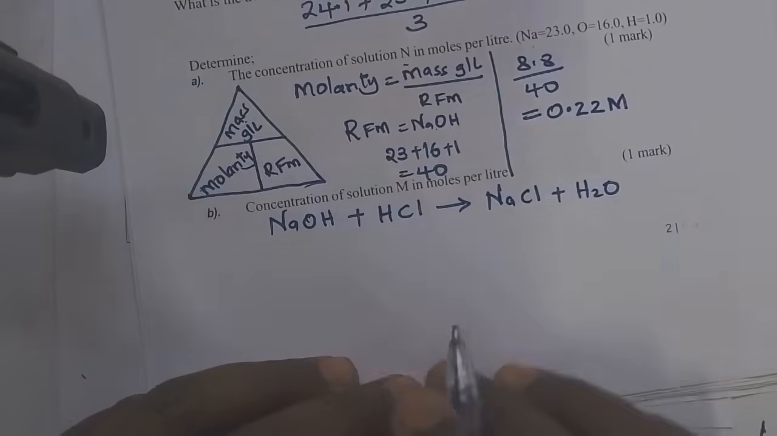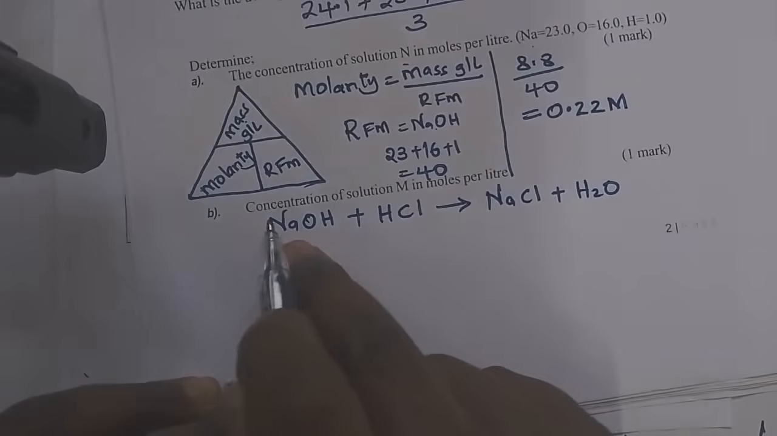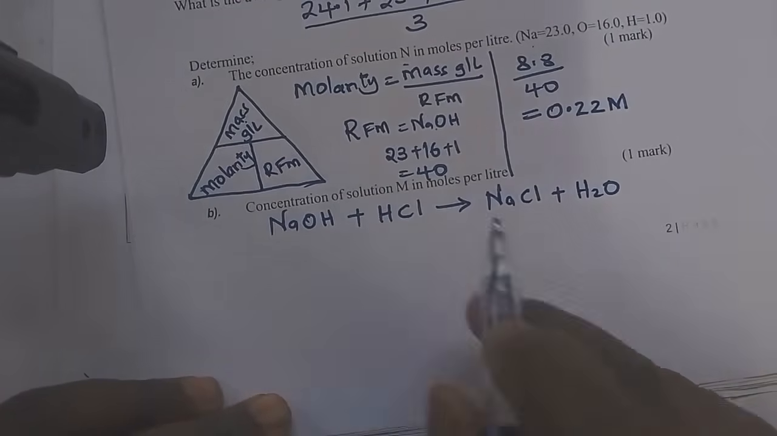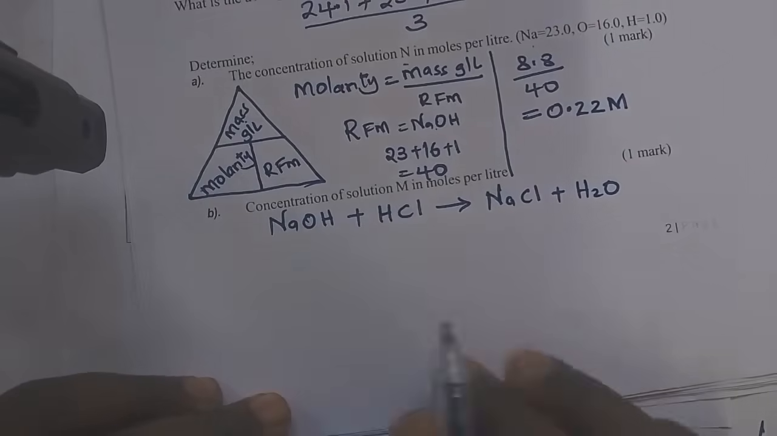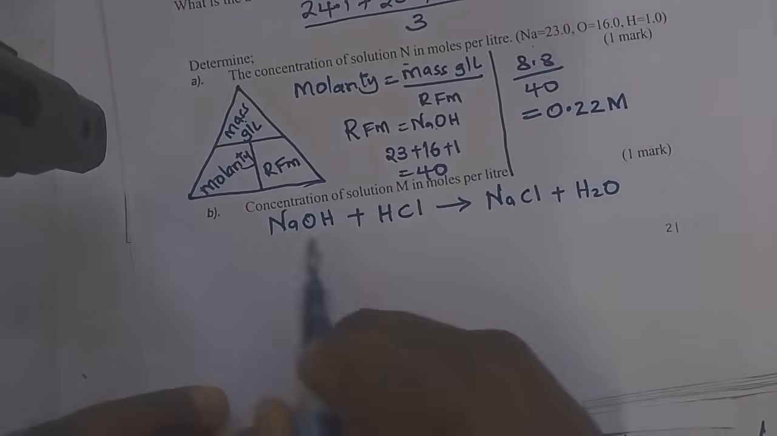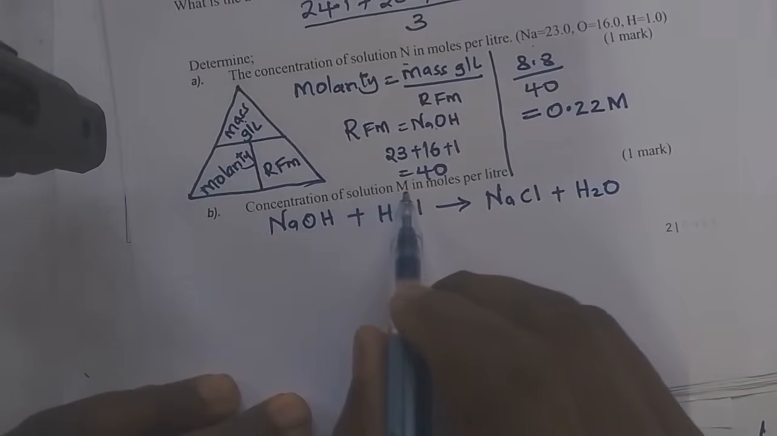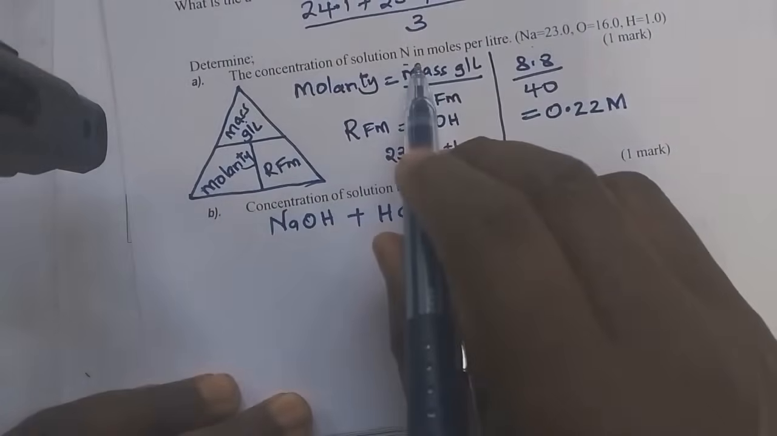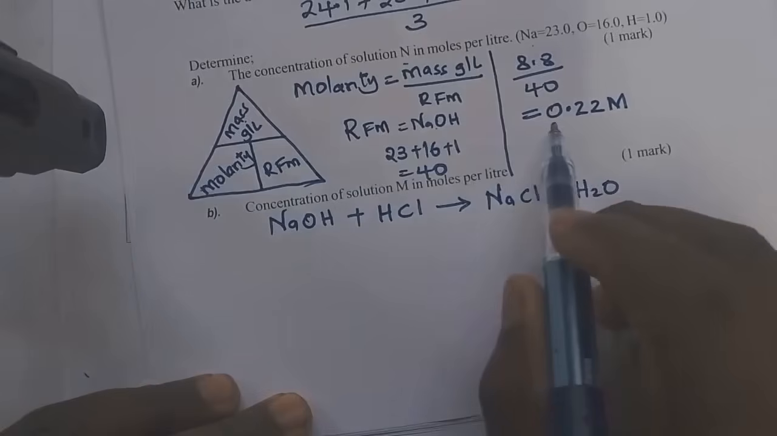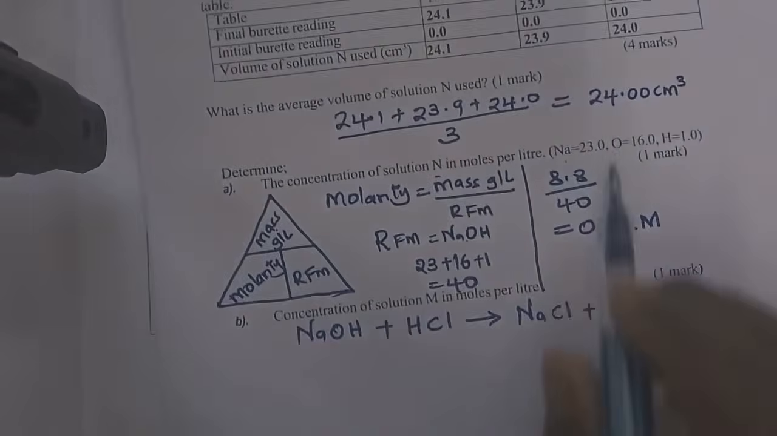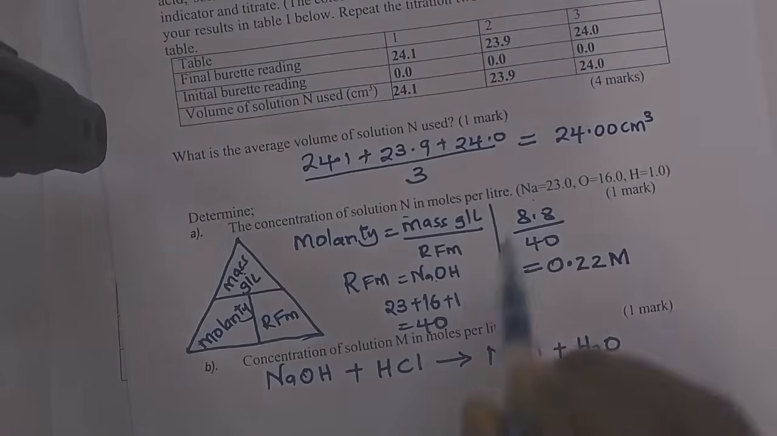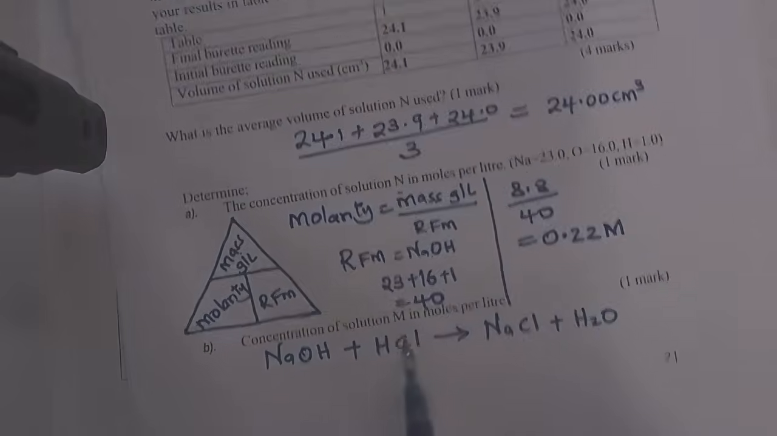1, 1, 1 everywhere. It means that the number of moles of sodium hydroxide is equal to the number of moles of HCl, because the ratio is 1:1. It is already balanced. Now we know the number of moles of N in 1,000, but we used 24 centimeters cube. We can get the number of moles of N we used, then we will know automatically the number of moles of M.